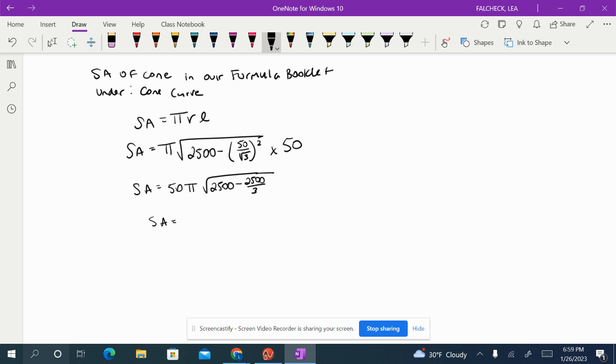And now we have a surface area that is equal to 6,410 square centimeters, since we're talking about surface area. The end.